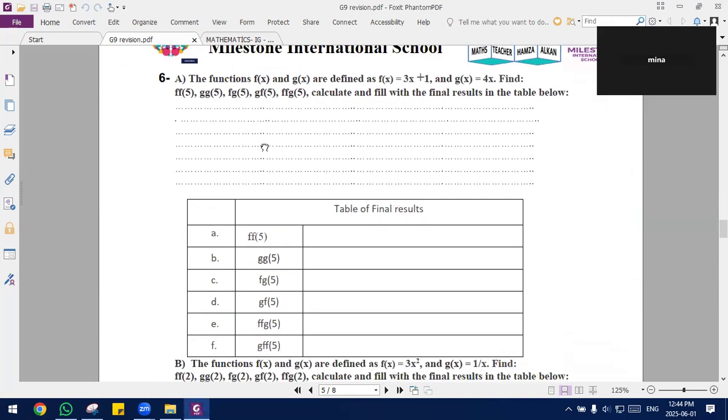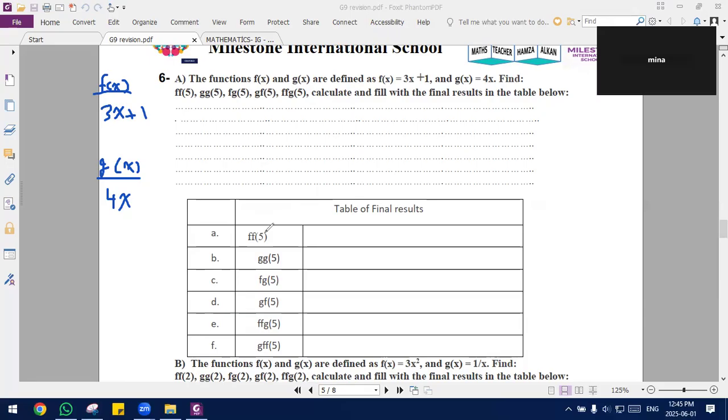Now, there's a function f of x, which is 3x plus 1. Okay, let me write it here better. f of x is 3x plus 1. And we have g of x equals 4x. They said here, find f of f of 5. f of 5.